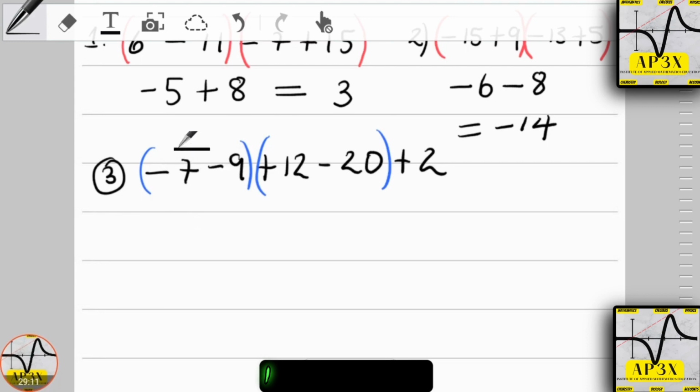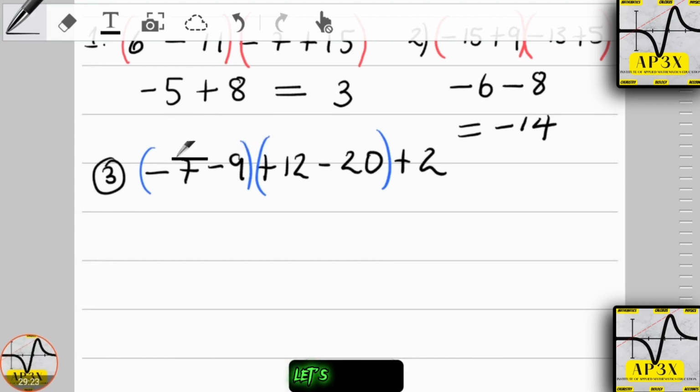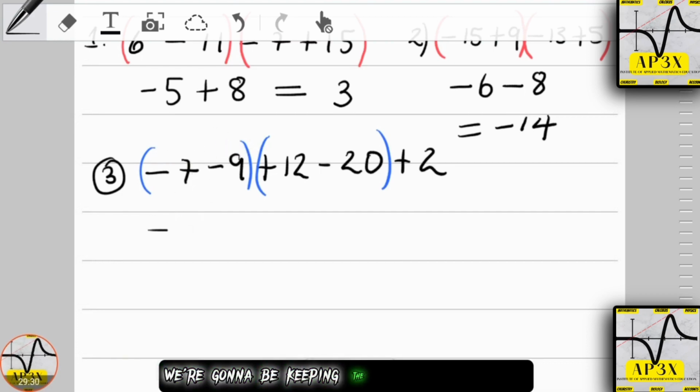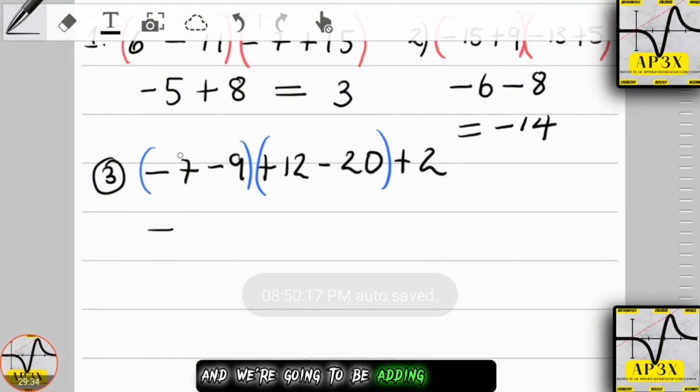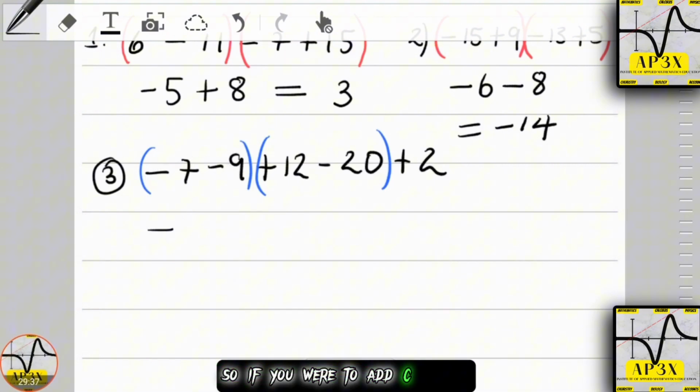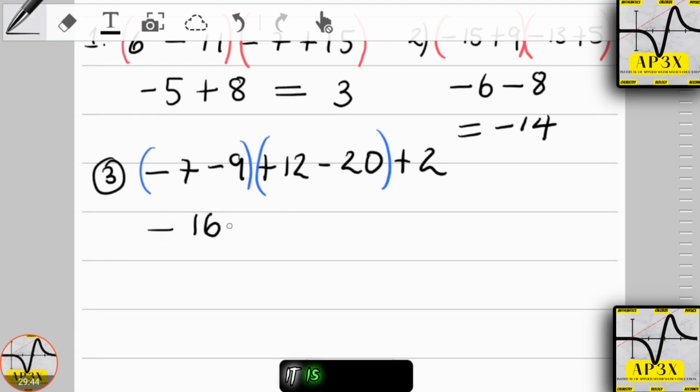Alright, so here I owe 7 and I owe 9. Pardon me, I think I'm using method 2. We did say we're going to be using method 1. Let's go again. For method 1, here we have same signs. So we're going to be keeping the sign that is common, which is negative, and we're going to be adding both numbers. If you add 7 to 9, you're going to find that our answer here is 16. Well, in fact, it is negative 16.